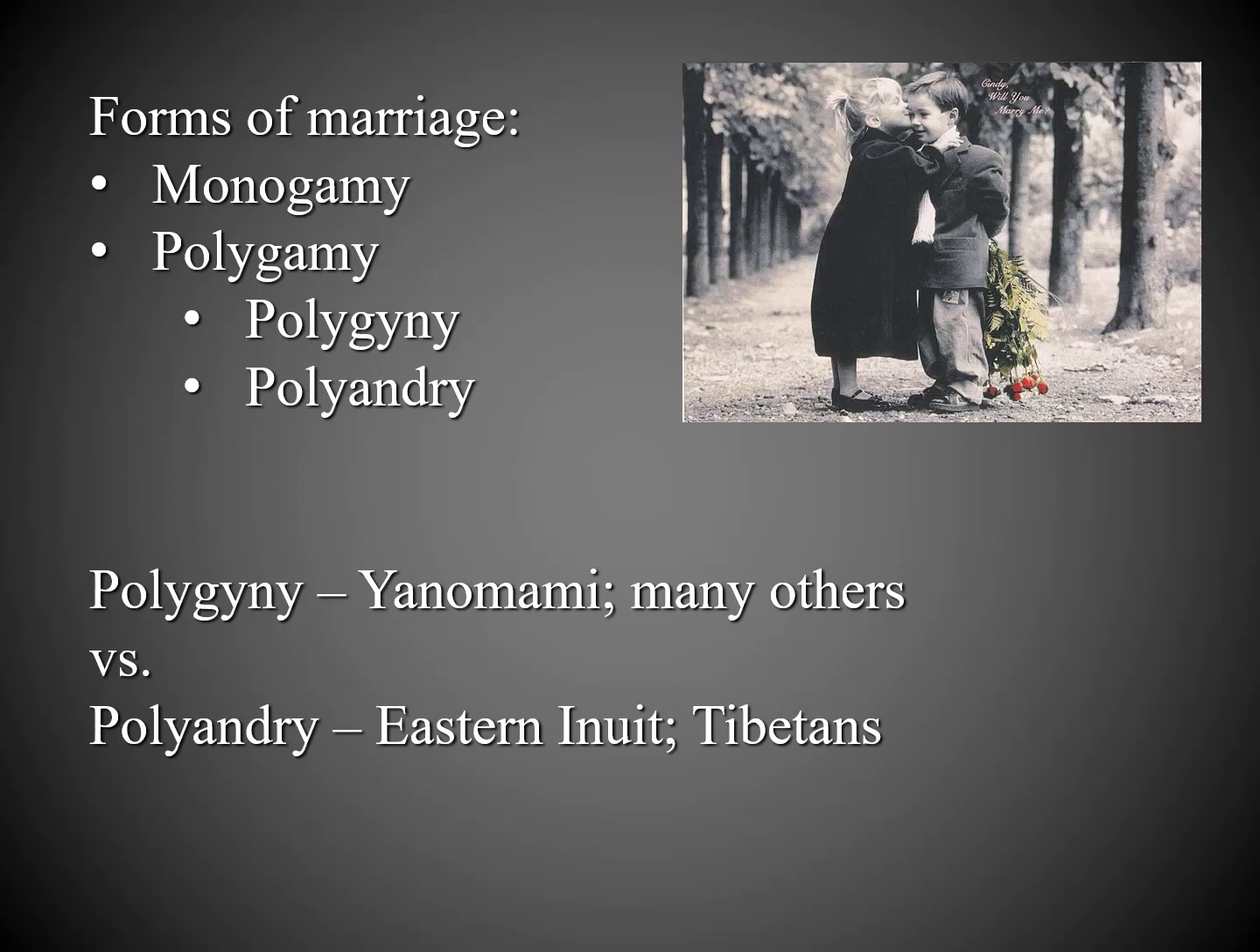Polyandry, one female married to multiple males, is fairly rare. Again, it exists in about 12 societies. Some examples come from the Eastern Inuit, Eskimos, and also from Tibet. Your book talks about polyandry in Tibet. In these high elevation mountainous regions, there's a group that practices polyandry. And it's not just polyandry, but the female will marry brothers.